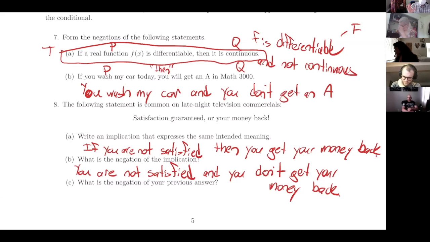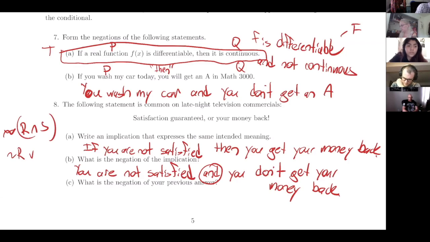Right. So one thing is that if we negate this statement over here, remember this is an and statement. So if I want to negate something that looks like R and S, then remember that means we negate R or we negate S. And so that's what we would want to do here. So we have an and statement, and I would like to negate that and statement. So what I do is I negate the first thing. You are not satisfied. Negated would mean you are satisfied.